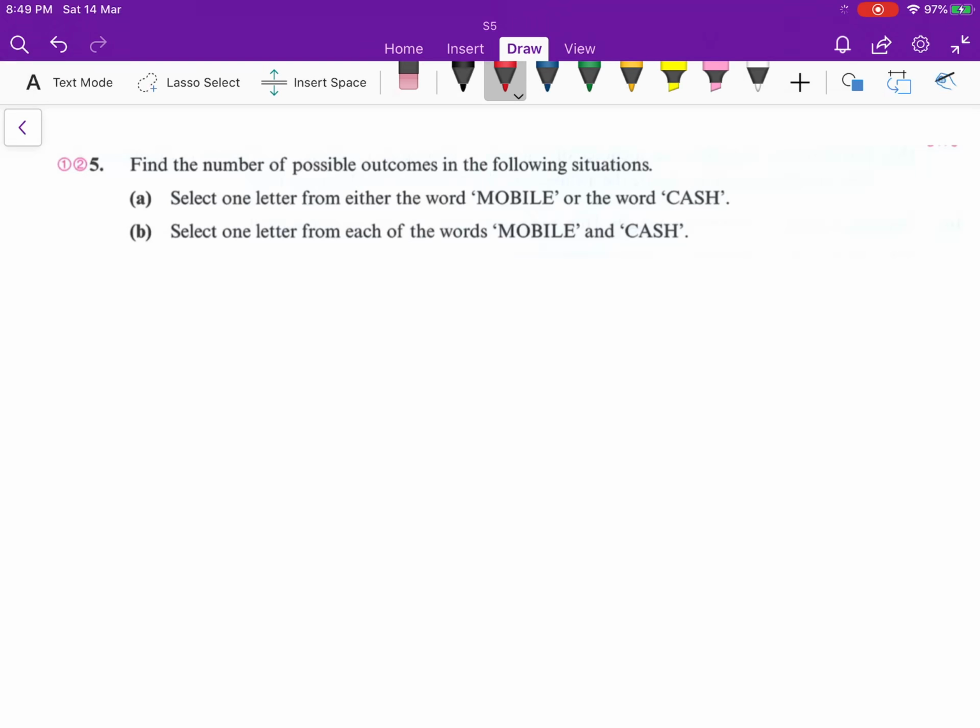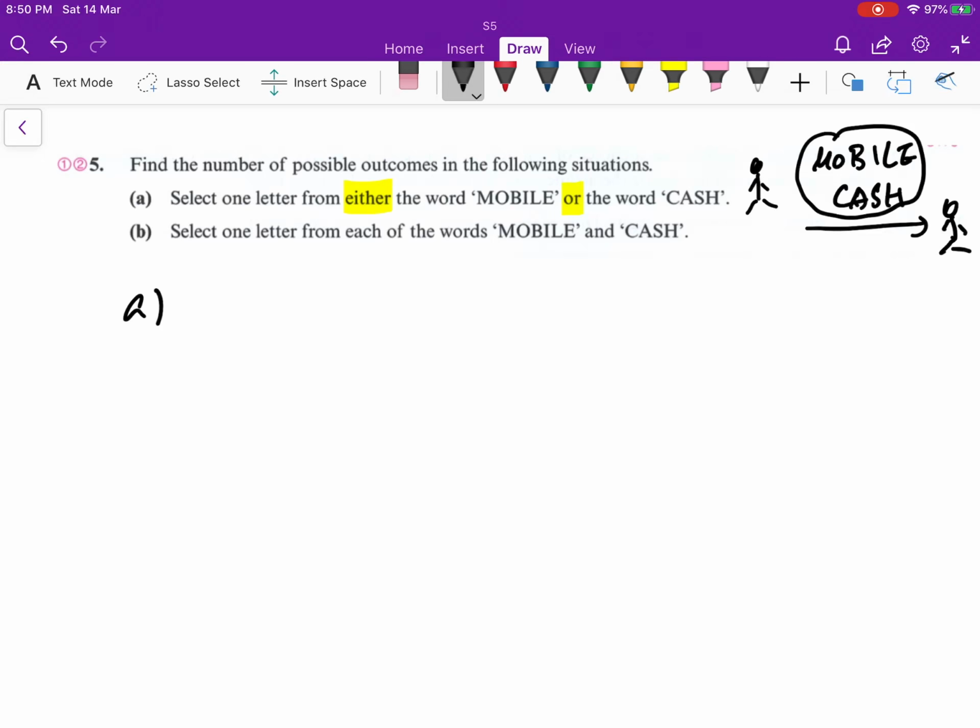So now take a look at your homework, question 5, okay? Question 5 asks you to find the number of possible outcomes, okay? Let's take a look at the A part first. The A part says to select one letter only from either or. Either or means just one, okay? So that means when you're standing here, please choose either one of the letters, then go to the end. Just one way, choose one of them. So in total here, how many letters do you have? You will have 6 from the mobile, then 4 from cash. So in total you have 10 choices, okay? So just pick one, then go to the final destination.